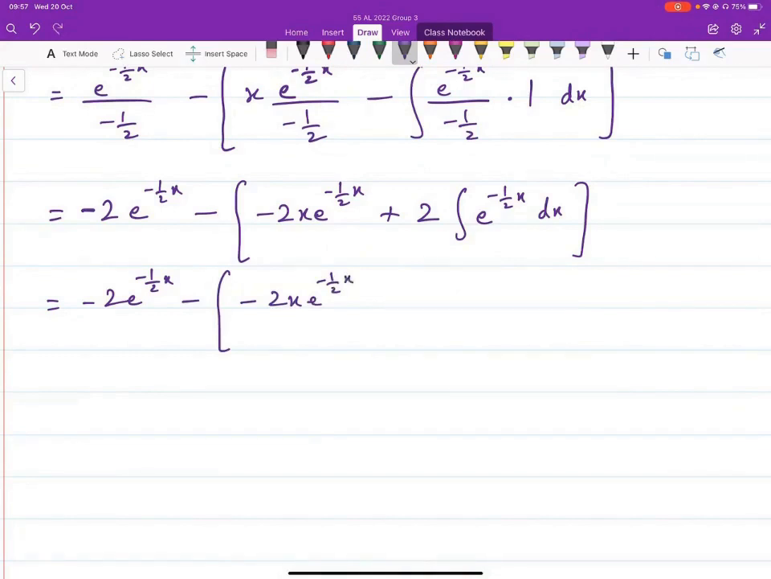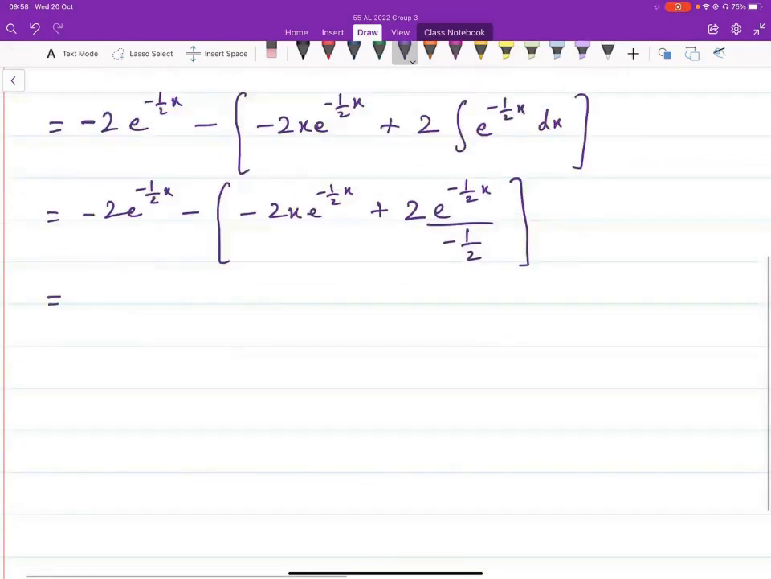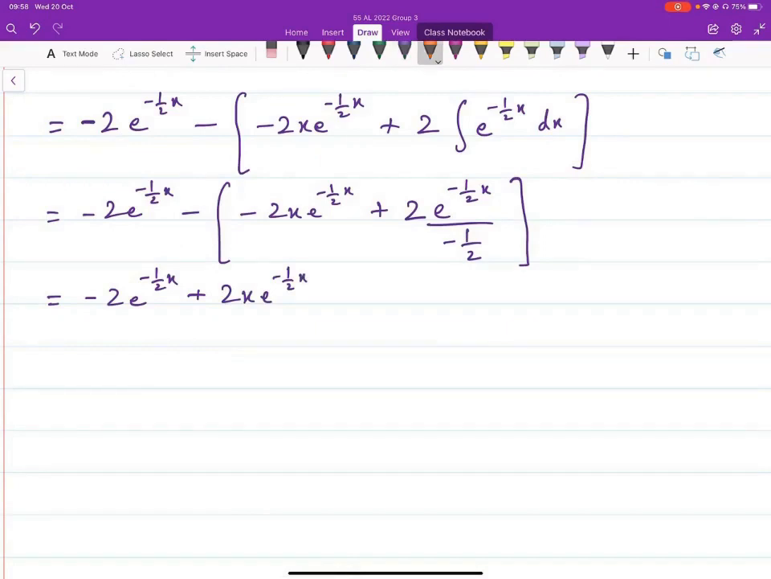Yeah, you can at this step or maybe in the next step. It's your choice. And now we integrate this thing. It becomes 2 e raised to power minus half x divided by minus half. Now we simplify this. This is minus 2 e raised to power minus half x plus 2x e raised to power minus half x. Then you've got this negative sign and this positive sign and this negative sign. It becomes plus.